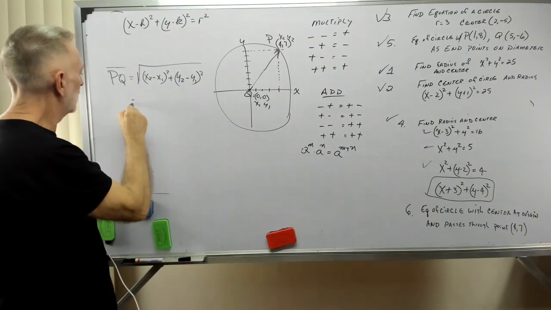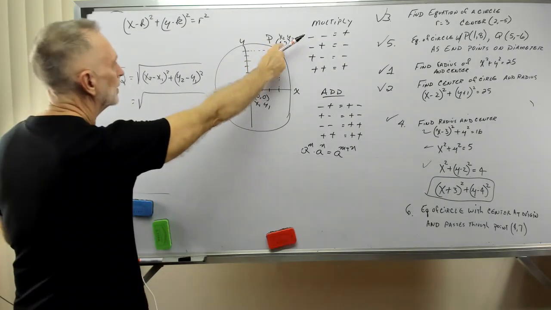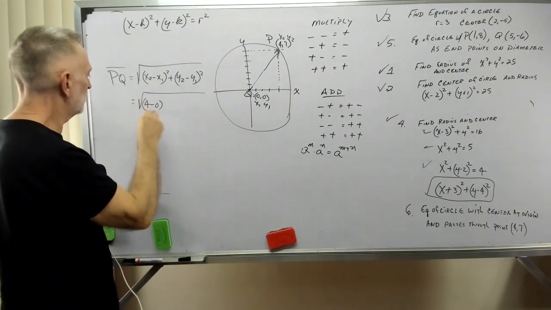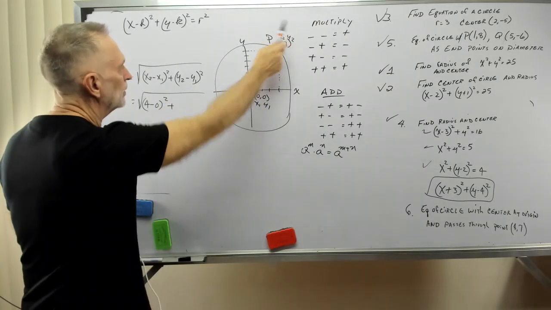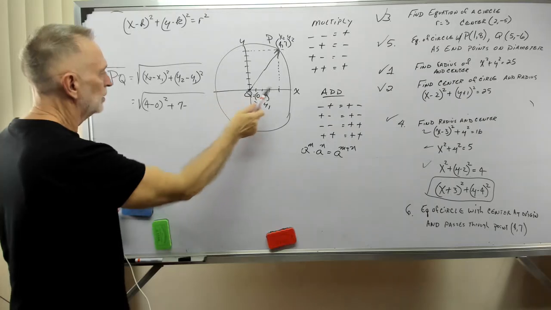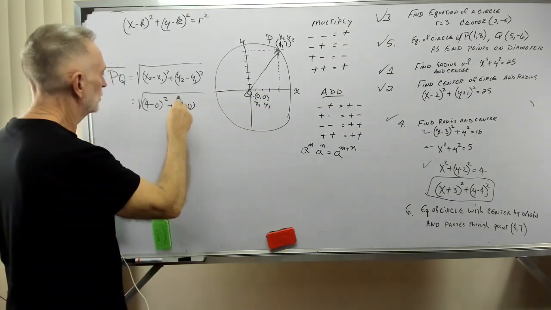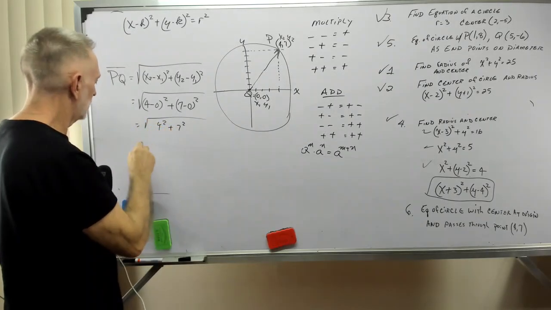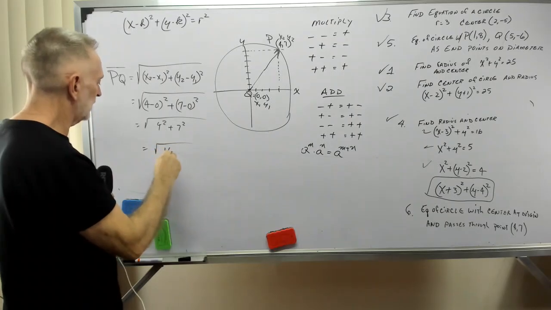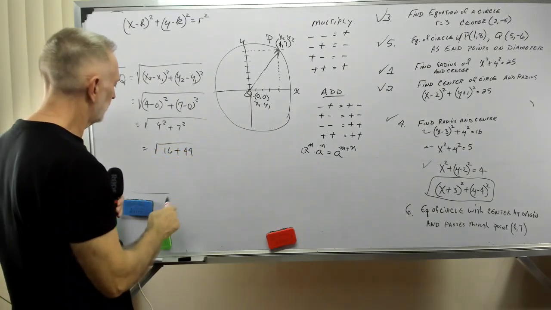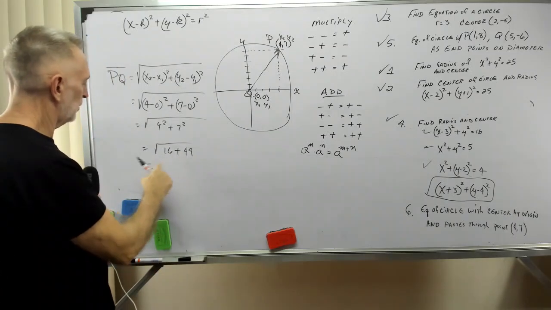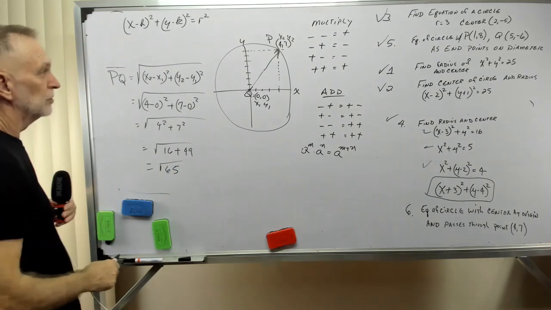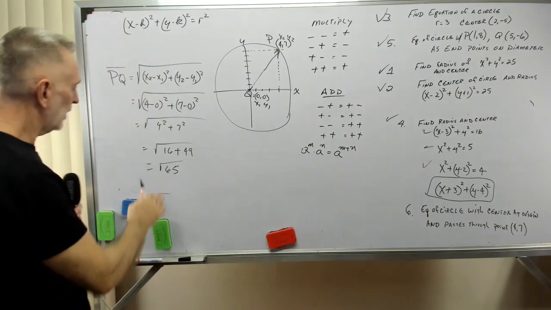Let's fill in the blanks now. Since we've labeled these, there's x2, 4 minus x1, 4 minus 0 squared, plus y2, which was 7, minus 0 squared. So that equals the square root of 4 squared plus 7 squared. That equals the square root of 16 plus 49. So what is that? 50 plus 15, 65. Square root of 65.